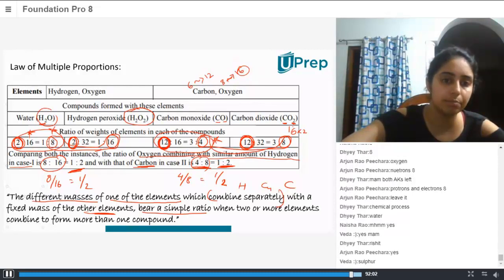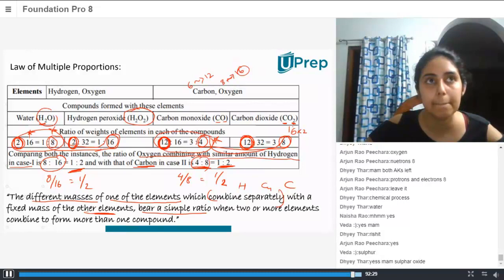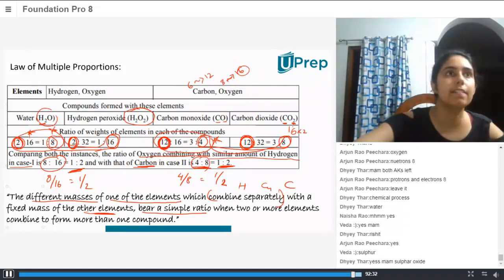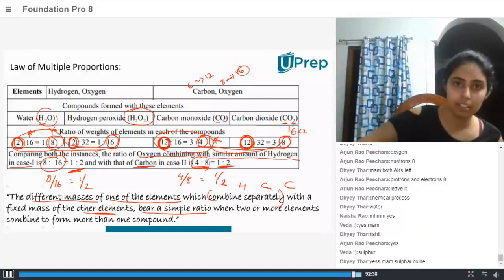Sulfur oxide and sulfur dioxide. Hold on. What is the atomic number of sulfur? 16, right? Sulfur oxide and sulfur dioxide can be it. Yes.